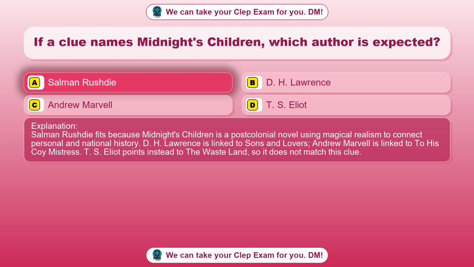Salman Rushdie fits because Midnight's Children is a post-colonial novel using magical realism to connect personal and national history. D. H. Lawrence is linked to Sons and Lovers, Andrew Marvell is linked to To His Coy Mistress. T.S. Eliot points instead to The Waste Land, so it does not match this clue.